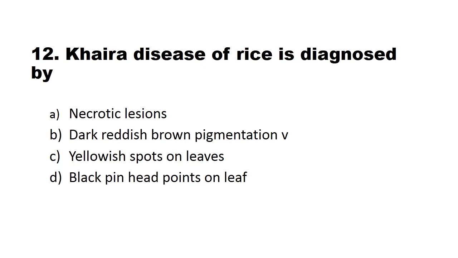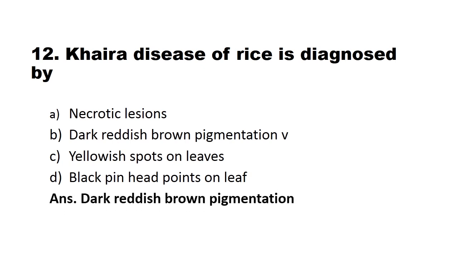And the symptoms are either of them: necrotic lesions, dark reddish brown pigmentation, yellowish spots on leaves, or black pinhead points on leaves. The right answer is dark reddish brown pigmentation. In Khaira disease, dark reddish brown pigmentation could be seen on plant leaves in rice.